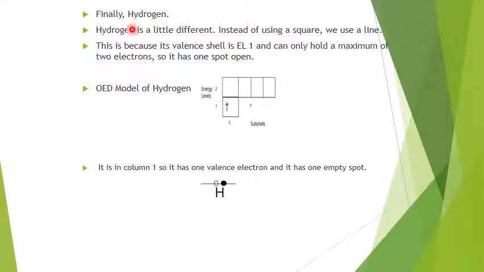And then hydrogen. Hydrogen's a little different because it doesn't require a square, because it's in the first energy level, and in the first energy level you can only put 2 electrons. In energy level 2 and further up you can put 8 electrons in the S and P's. So for hydrogen, you don't have to use a box, you just use a line, and it has one electron, so it has a dot, and it has an empty spot, so you have an open spot.